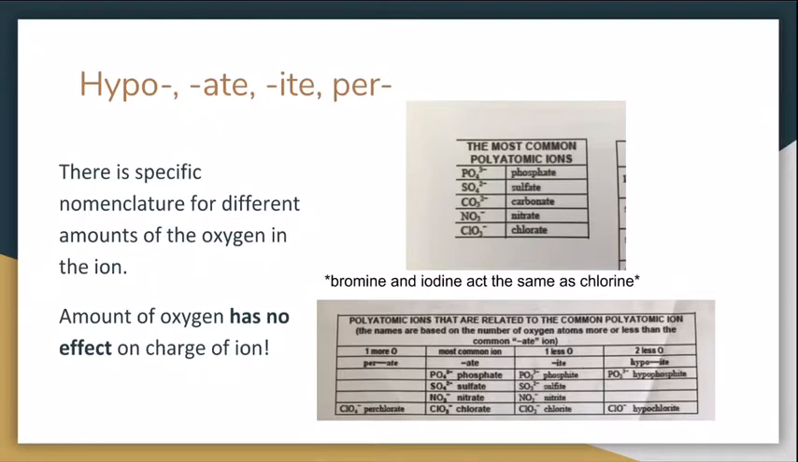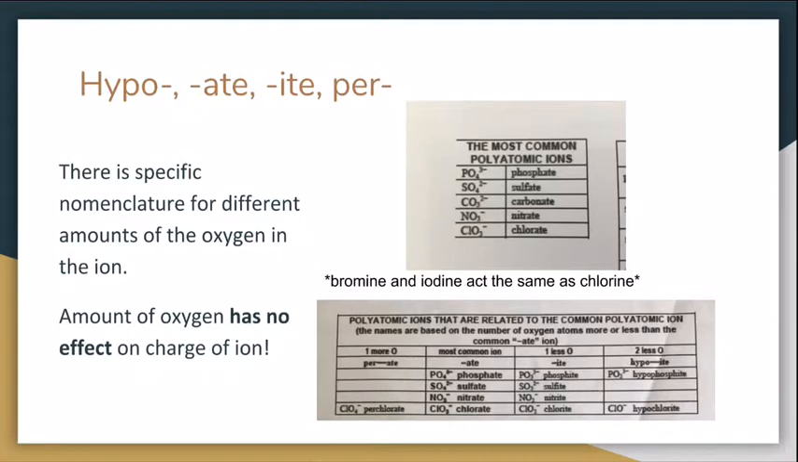Among the common polyatomic ions are phosphate, sulfate, carbonate, nitrate, chlorate, bromate, and iodate, which have more rules to them. These ions can have a different number of oxygens and therefore different names. You just have to know the amount of oxygens that goes along with each name.